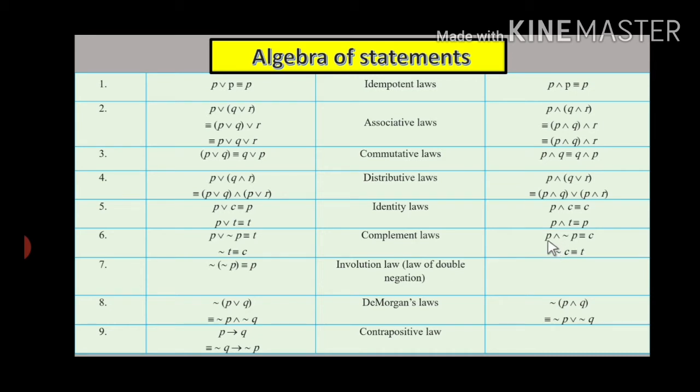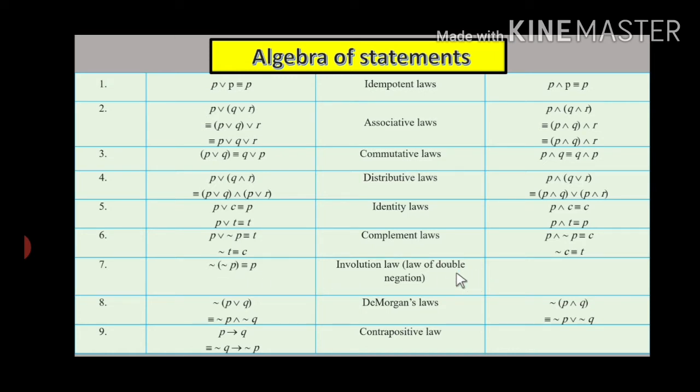For the AND connective, P and negation P is equal to C. See this also, if P is true, true and false is false, or false and true is again false. So P and negation P is equivalent to C and negation C is equivalent to T.